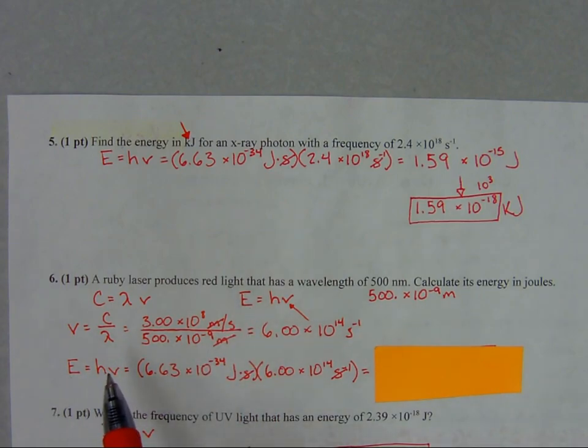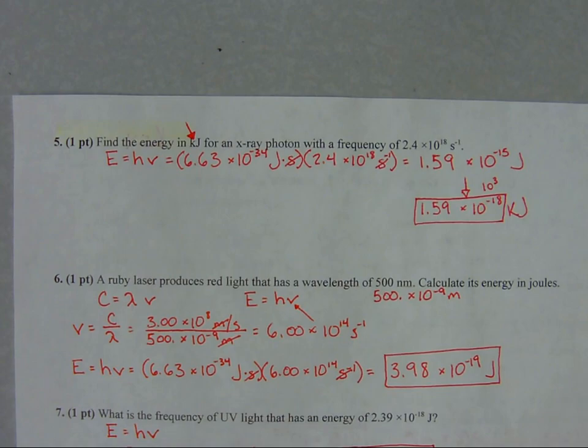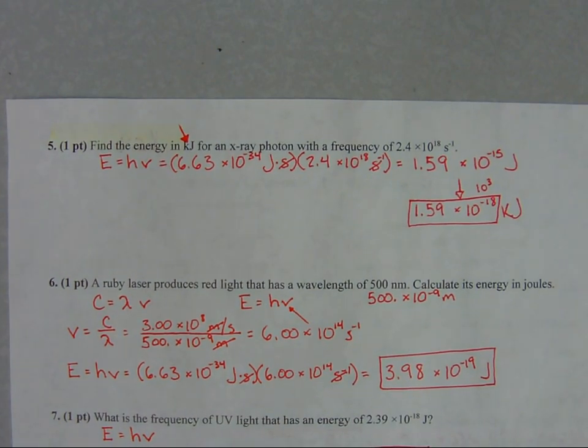Energy is equal to h nu. This is the value for Planck's constant for h. It's printed on the front top piece of this paper. And then here's the frequency that you just calculated, right on top. Some simple calculator work will tell you that this photon has an energy of 3.98 times 10 to the negative 19th joules.